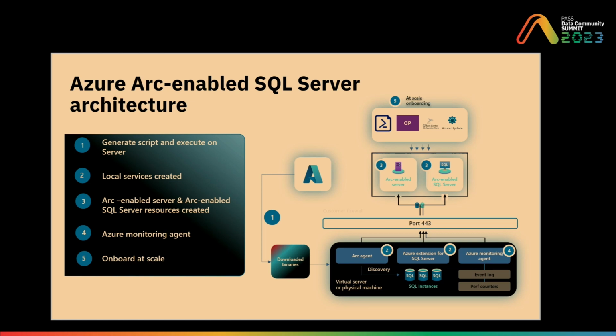On the Arc-enabled server, the agent then may detect SQL Server. Now, all of your servers may not have SQL Server, but maybe some do. As soon as it detects SQL Server, it automatically downloads and enables the extension to manage SQL servers that are on that Arc-enabled server. So that's step number 3. And now SQL servers also start showing up in your Azure portal.